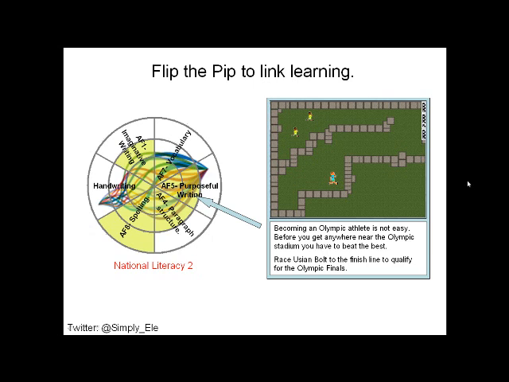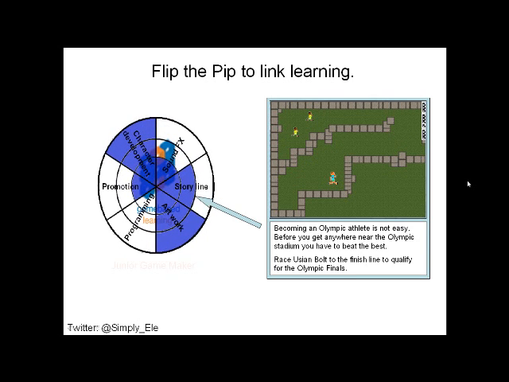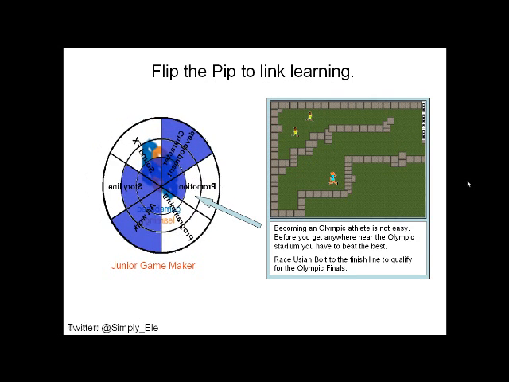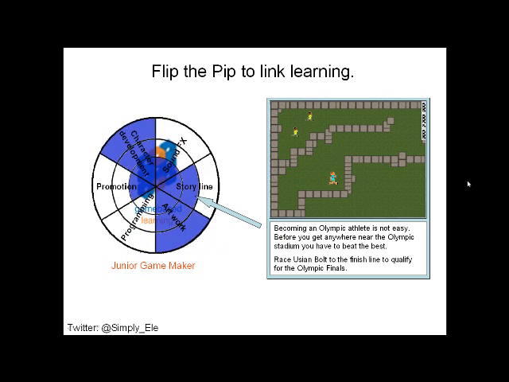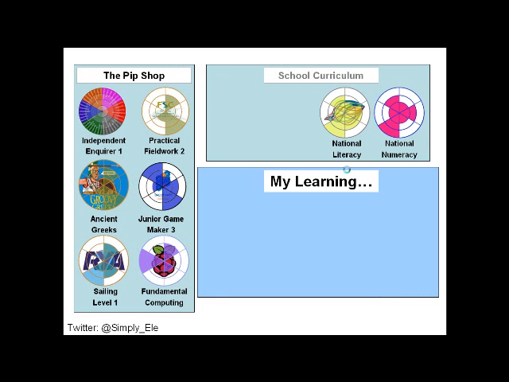The great thing about a pip is that it can be flipped to link learning. Here, a child has written about a computer game they made. I wanted to make sure that they were doing purposeful writing that met the national literacy criteria. However, their motivation for doing it may well have been totally different. They could have been writing a storyline in order to get the Junior Game Maker pip and show that they know how to make a good computer game.